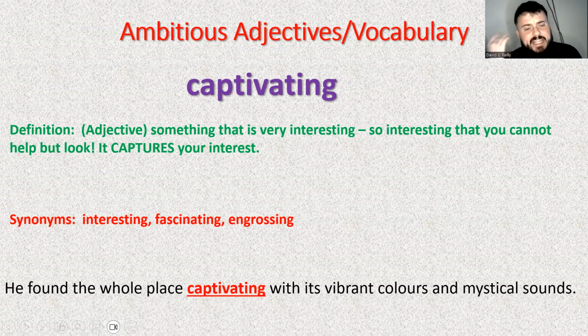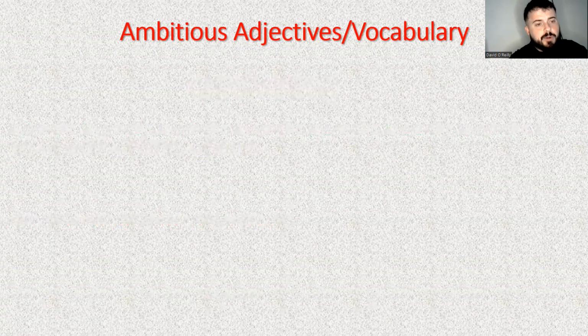Now, he found the whole place captivating. He found the whole place interesting. Why? Because it had vibrant colours and mystical sounds. Okay? So the fact that this place had vibrant colours and mystical sounds means that he found it captivating. He found it very, very, very interesting. He was captured by it. Okay, so there's 2 really interesting words. We've got captivating and we've got bewildered.